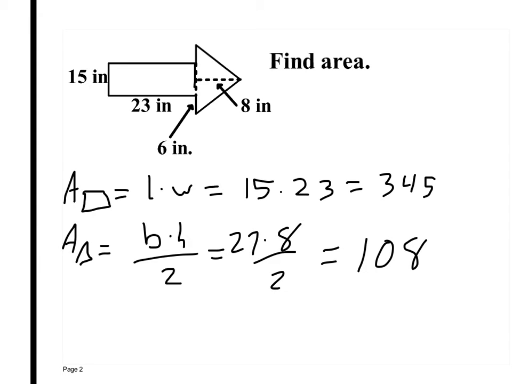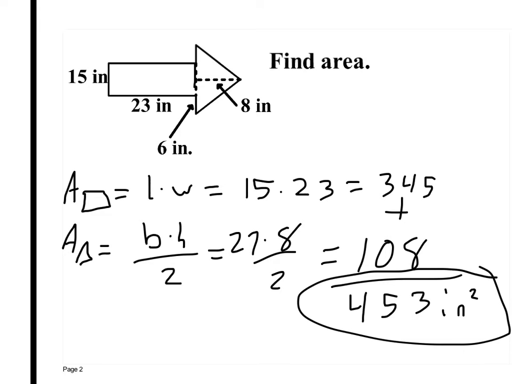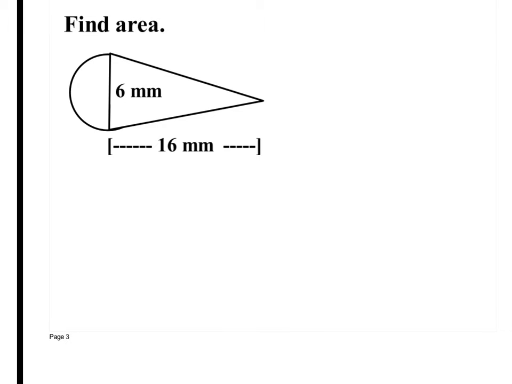To find the total area, we add those. When you do that, you get 453 inches squared. Okay, we're supposed to find the area of this next one.